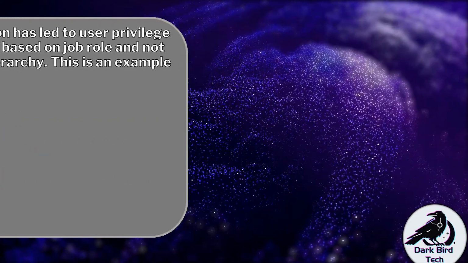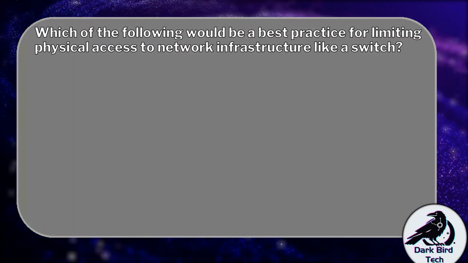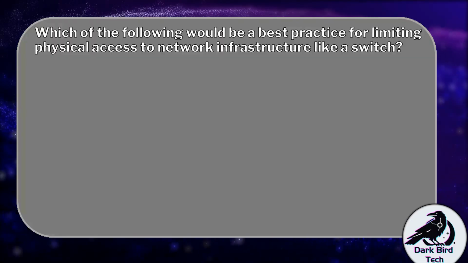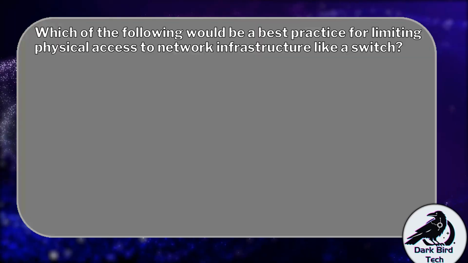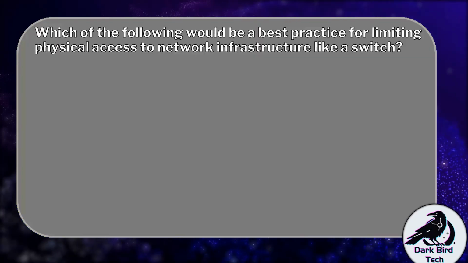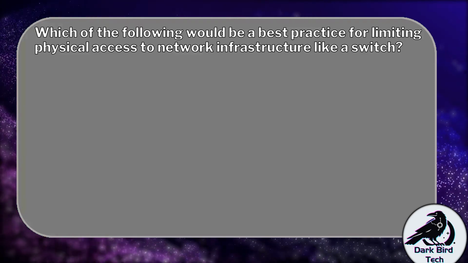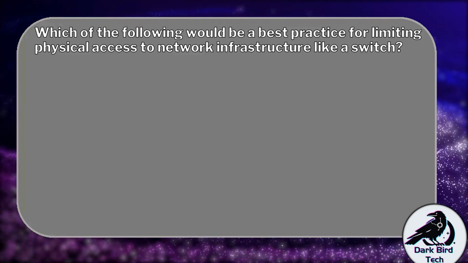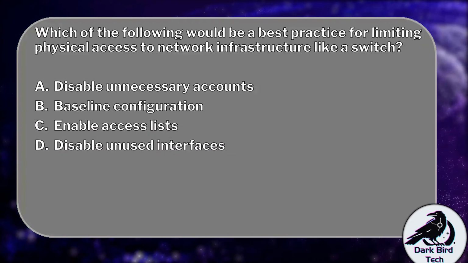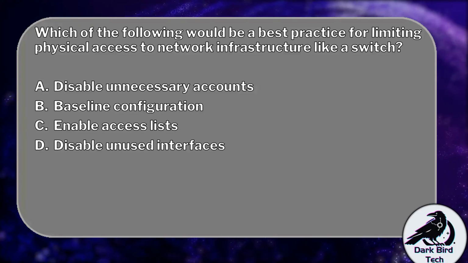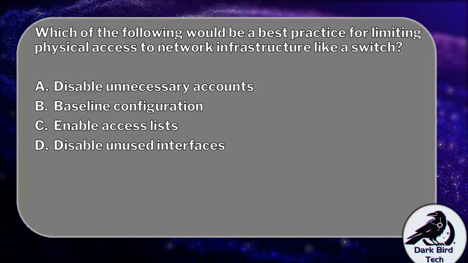Otherwise, though, let's move on to our next question, which is, which of the following would be a best practice for limiting physical access to network infrastructure like a switch? So basically, we're trying to think about stopping rogue hardware, unauthorized access, and stuff like that. I'll give you a chance to think about the options you want to see. Pause it if you need to. Otherwise, our options are disable unnecessary accounts, baseline configurations, enable access lists, or disable unused interfaces.